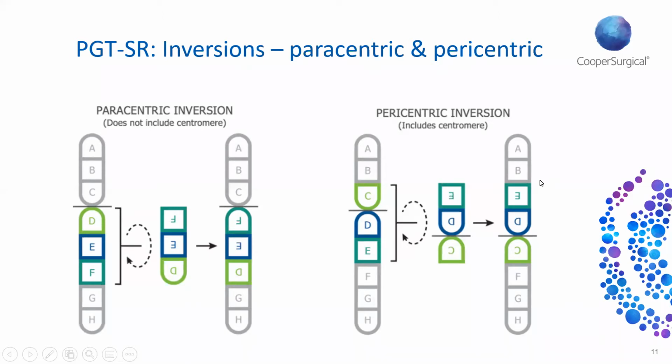Conversely, a pericentric inversion includes the centromere. So you can see the sequence changed here. It includes the C above the centromere and the D below the centromere. A 180 inversion. Here we are.